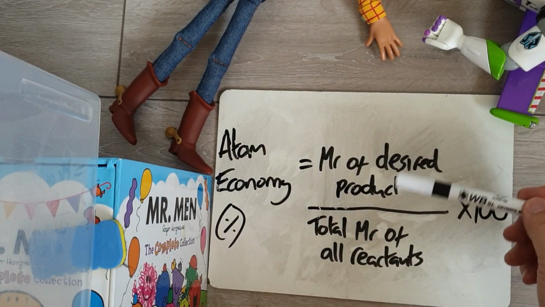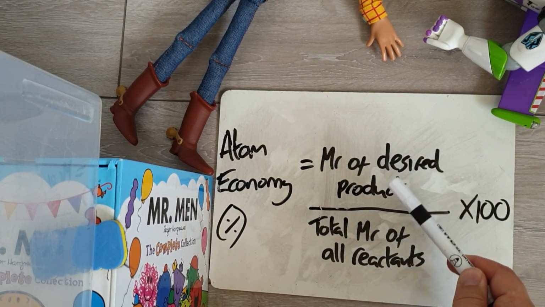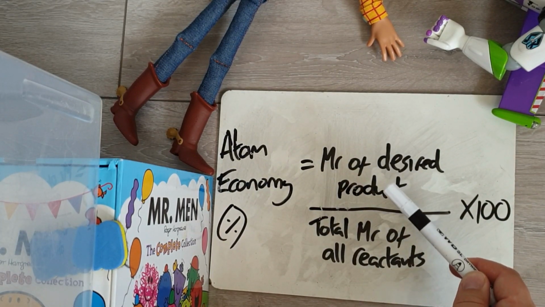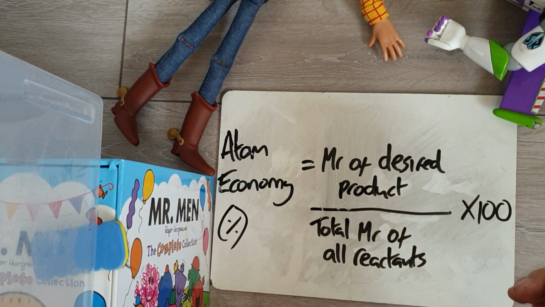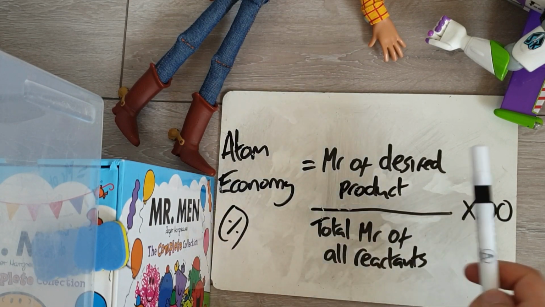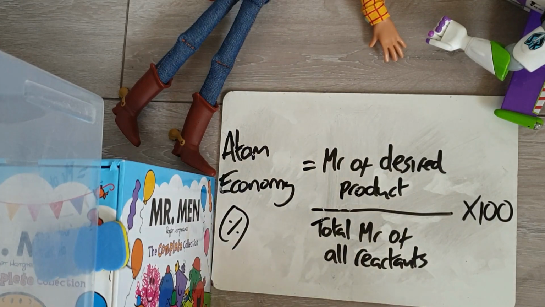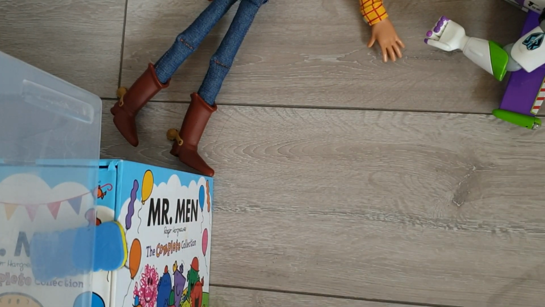Or you can make the top number bigger. So you can't really increase the MR of the product you're doing the reaction for. But what you could do is, if you can make it so that there aren't any waste products, so that you're able to use all of the products that you're making, then the top number gets bigger. So let's start with a simple example and go through a couple more.